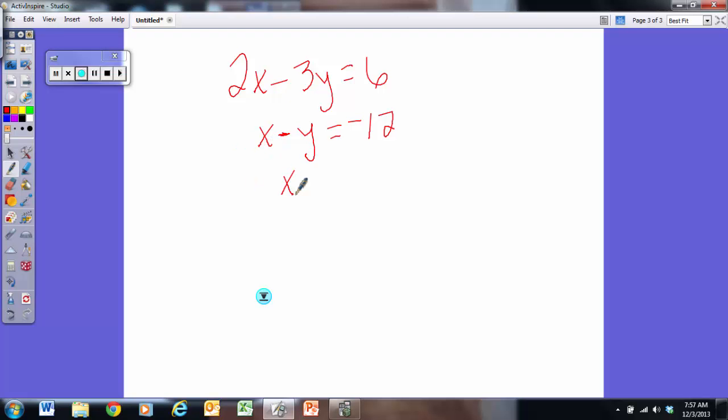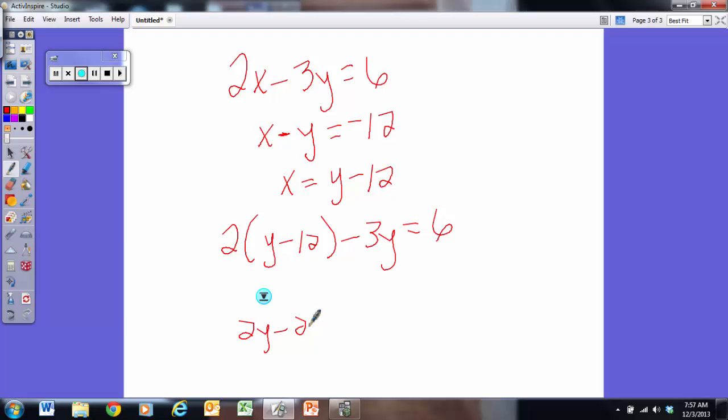So if I solve for x, I'm going to add y to both sides, and I get y minus 12. So then I'm going to replace this x in the first equation with what it's equal to, which is y minus 12. Distribute: 2y minus 24 minus 3y equals 6. Combine like terms, so I get negative y. Add 24 to both sides. Negative y equals 30, so y equals negative 30.